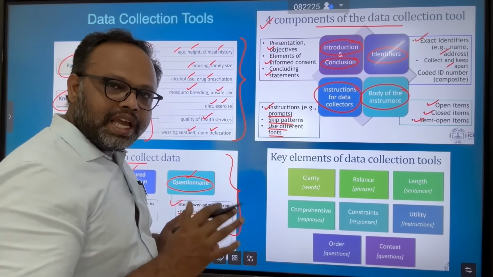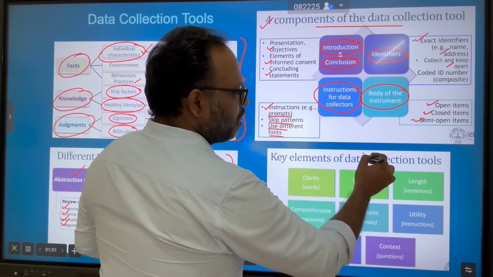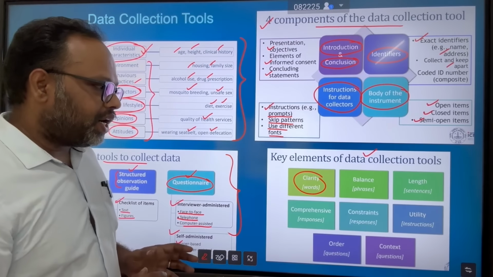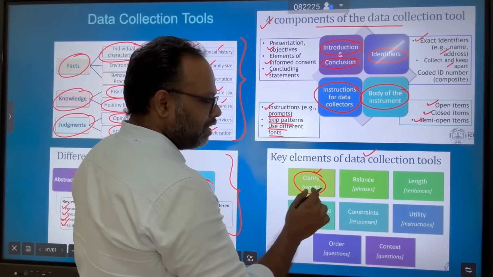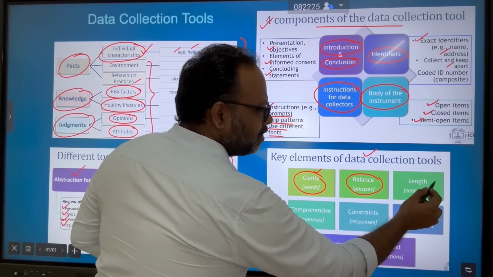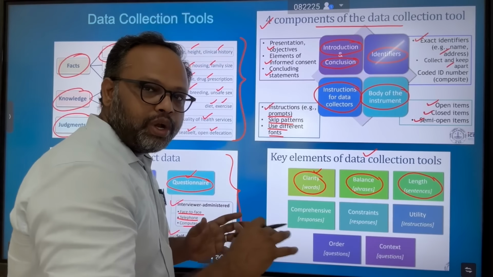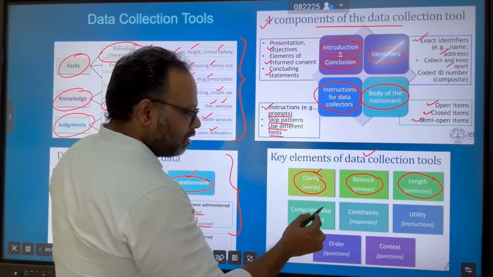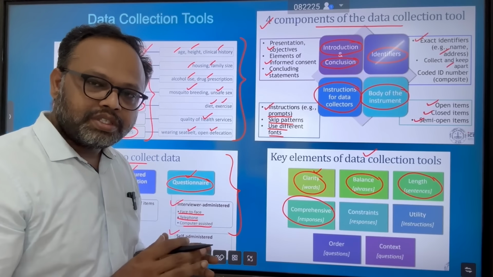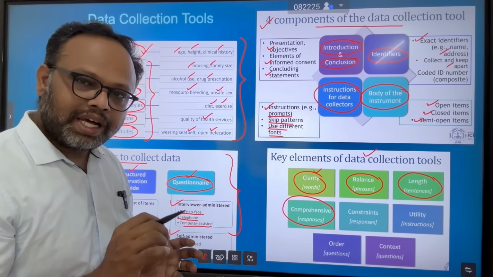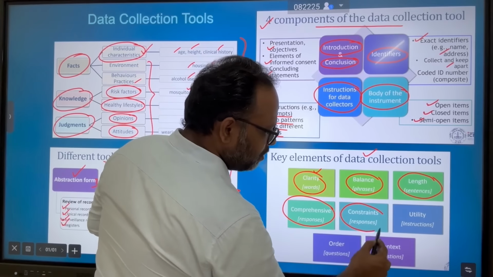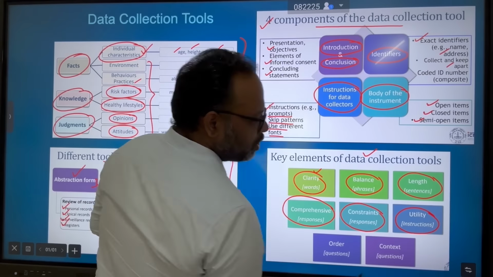Now, what are all the key elements which we should consider when we are dealing with the data collection tools? First, the questions should be of good clarity, the words should be clear, and apt words should be used. There should be a balance of phrases, and the length of the sentences should not be too lengthy or too short, and the responses should be comprehensive. If the responses may exceed your comprehensiveness, then you can add an option called others. You can ask them to specify the reason also. Consider the constraints of the response and the utility through the instructions.